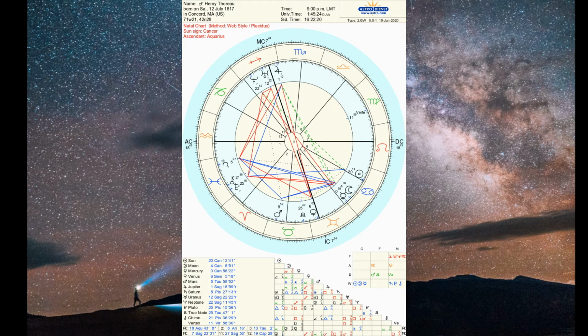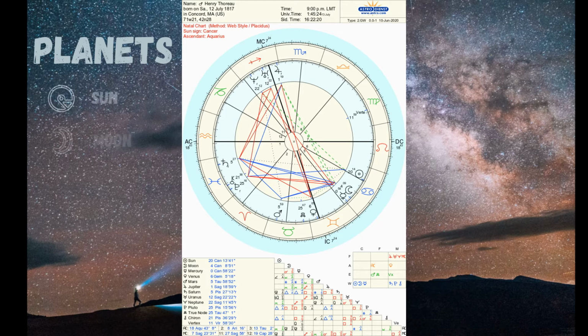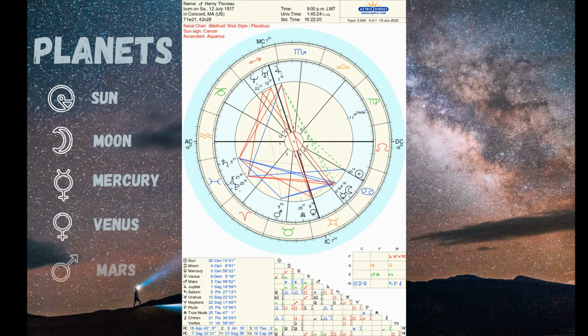The next important part of the chart, which is basic and foundational, are the planets. The planets that we have are the Sun, the Moon, Mercury, Venus, and Mars. Those planets are considered our personal planets. Briefly, they contain the energy of our ego, which is the Sun. The Moon is emotions. Mercury is communication. Venus is love and beauty.